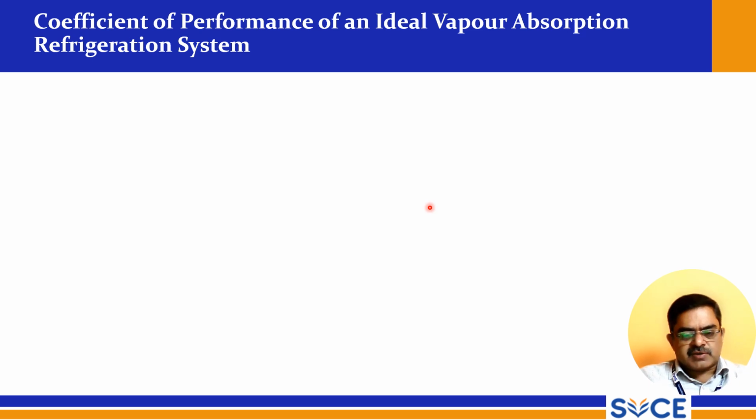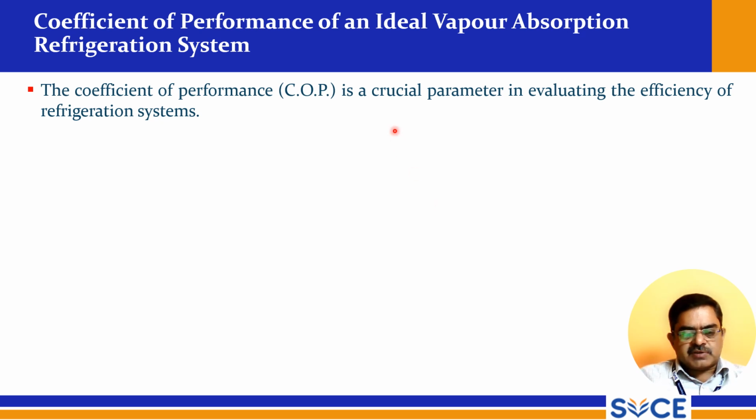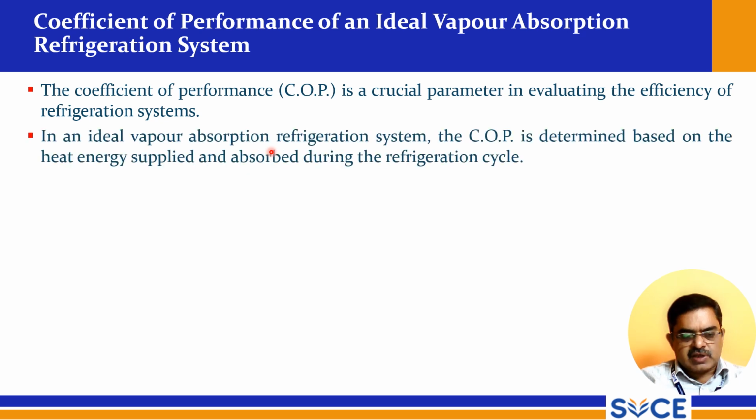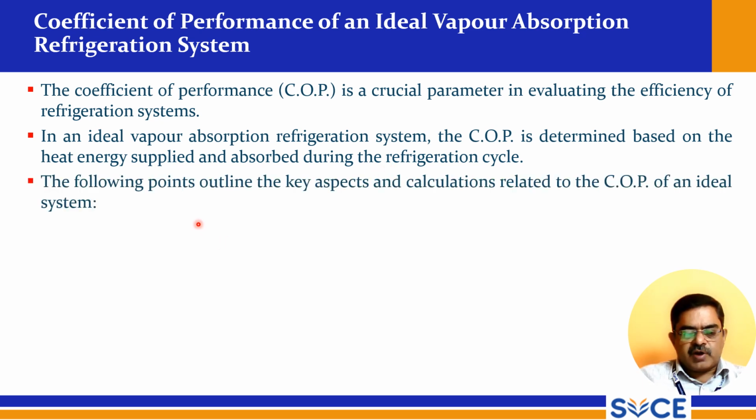Coefficient of performance of an ideal vapor absorption refrigeration system. The coefficient of performance is a crucial parameter in evaluating the efficiency of refrigeration systems. We have already discussed enough on coefficient of performance in our earlier unit also. In an ideal vapor absorption refrigeration system, the COP is determined based on the heat energy supplied and absorbed during the refrigeration cycle. The following points outline the key aspects and calculations related to COP of an ideal system.